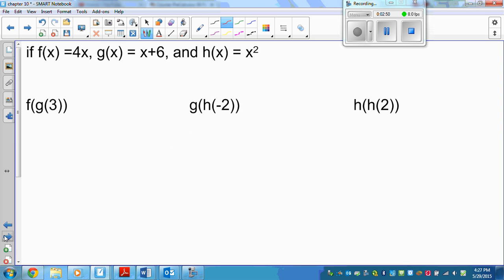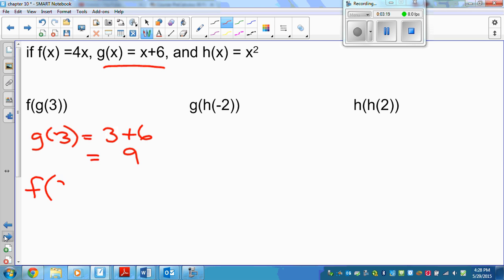Okay, let's try a problem. If f of x is 4x and g of x is x plus 6 and h of x is x squared, what is f of g of 3? What I have to do first is find what g of 3 is. g of 3 means I take my function g of x and put a 3 in for x. So I have 3 plus 6, which is 9. Now I take f of 9, because g of 3 was equal to 9. I take my function f of x, 4 times 9, and I get 36.